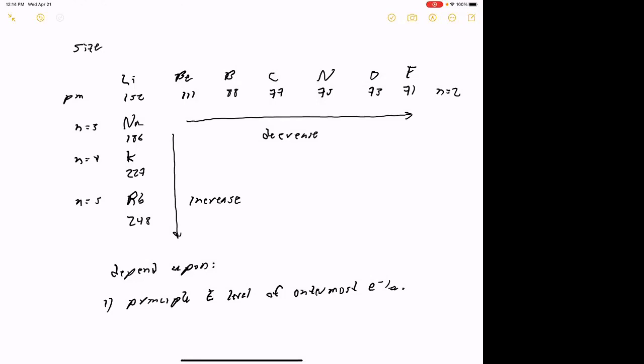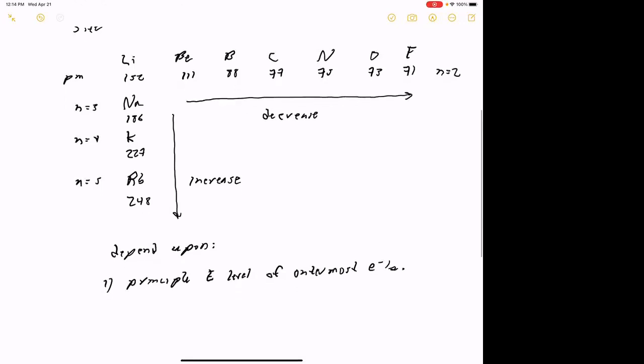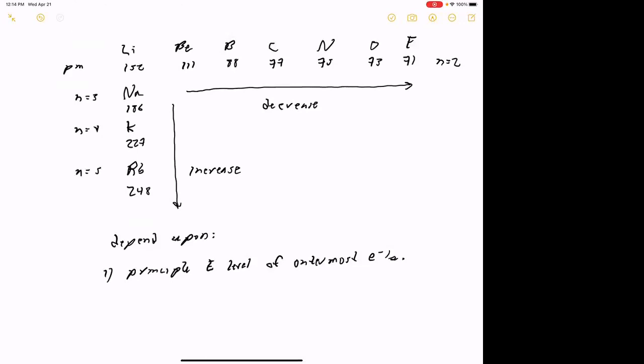Think back to the Bohr model there. That's probably the easiest way to look at it. Anytime you're introducing a new principal energy level, you would expect those outermost electrons to get farther and farther from the nucleus. But if you're not introducing a new principal energy level, in other words, you're going across, the atom's actually going to get smaller, for reasons we're about to explain. Everybody see essentially where that dependence comes from?